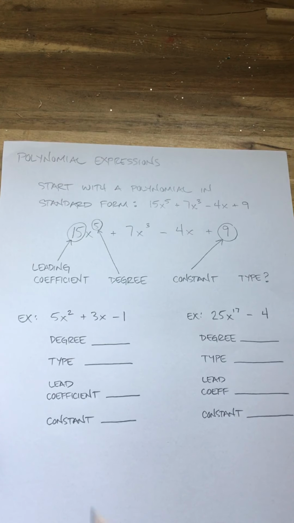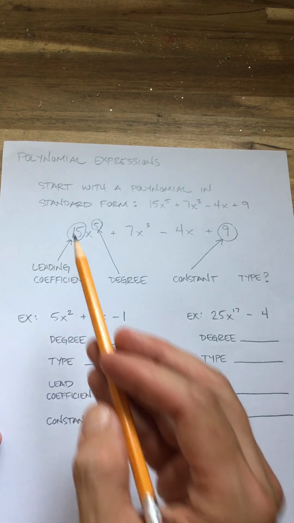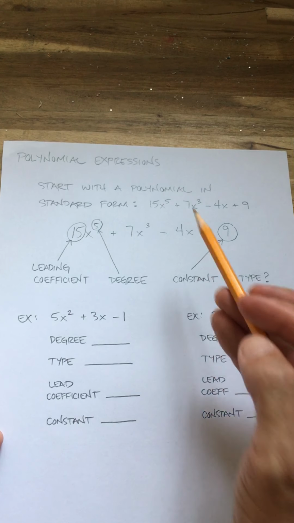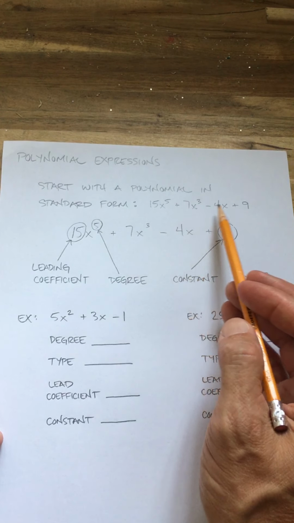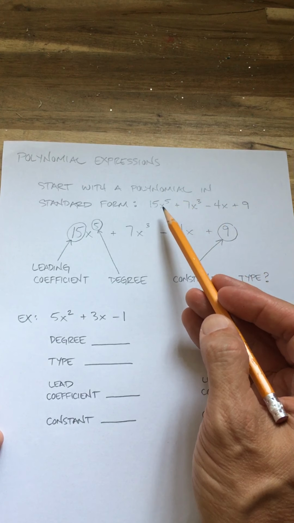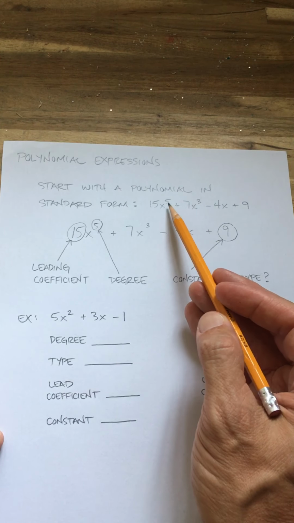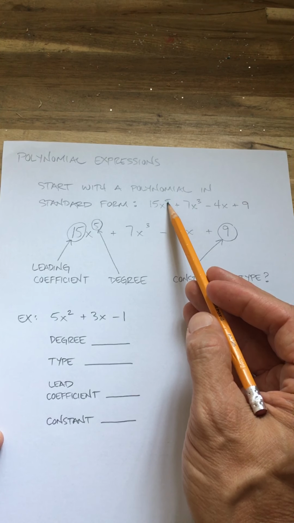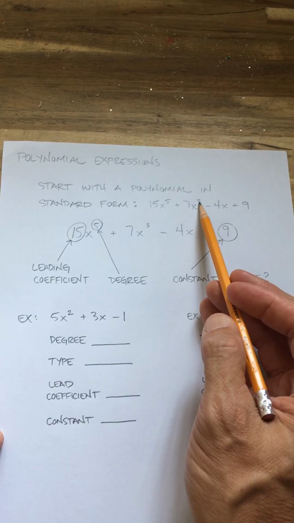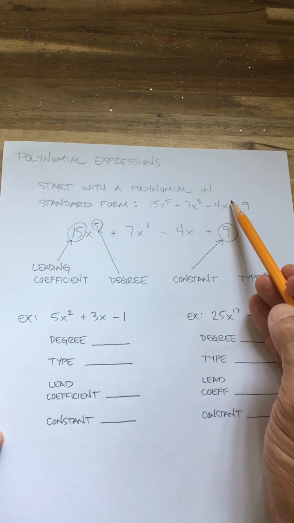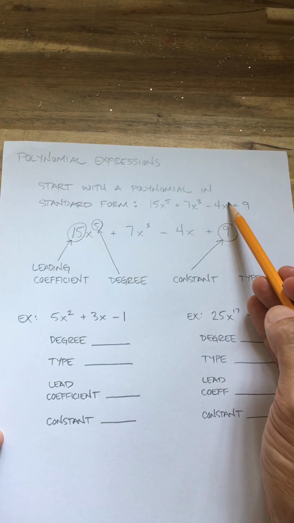Alright, so here we are, polynomial expressions. What we're going to do is start with a polynomial in standard form. Now, this right here is my polynomial in standard form. And here's why it's in standard form. We look at the exponents. Notice this exponent here is 5. This exponent here is 3. This exponent here, you don't see it. It's actually a 1. If there's nothing written there, it's a 1.